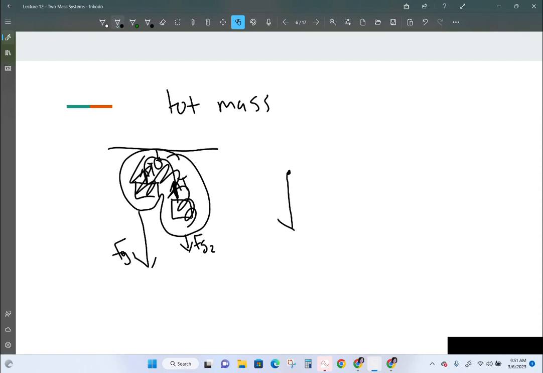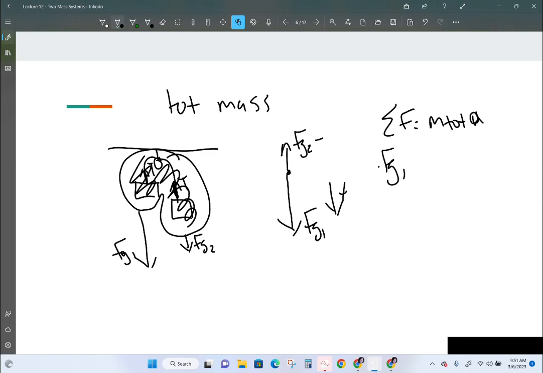So if we think about it, Fg1 is causing it to accelerate, and Fg2 is causing it to slow down. So the net force that makes the total mass accelerate is Fg1 minus Fg2. That would be 490 newtons minus 196 newtons equals 50 plus 20, which is 70 kilograms times A.